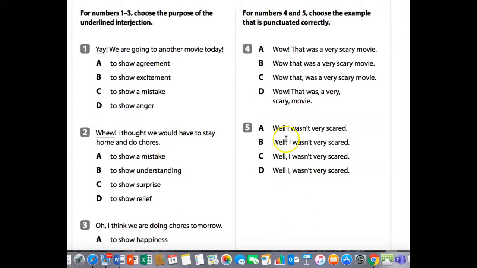And number 5, oh, wait a minute. Let me reread that. Well, I wasn't very scared. The four choices show different punctuation for that same sentence.